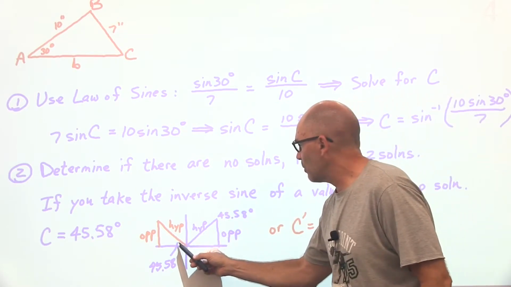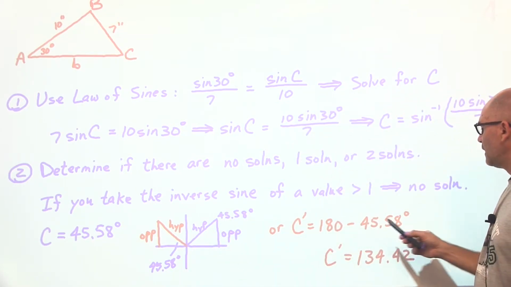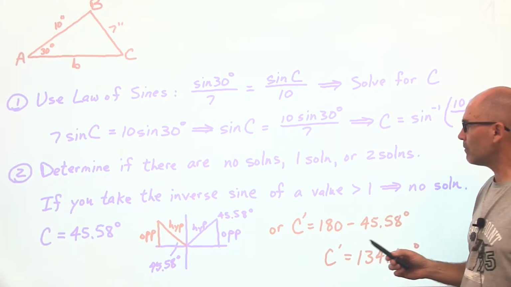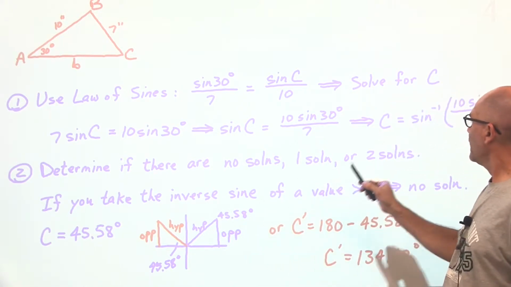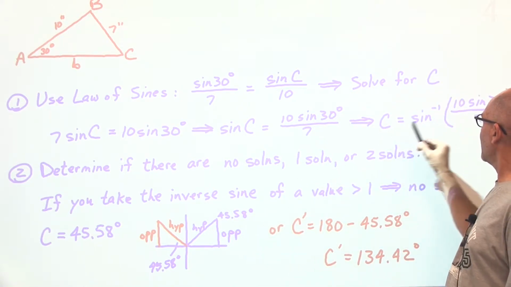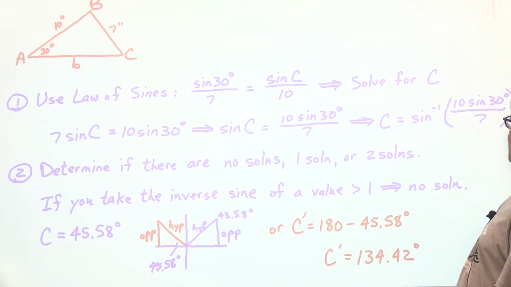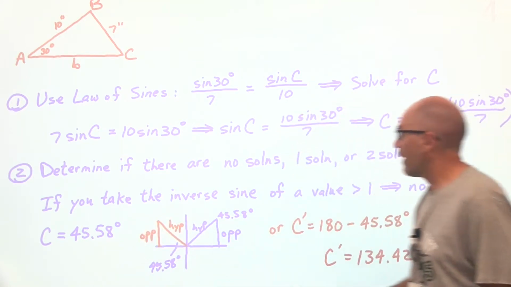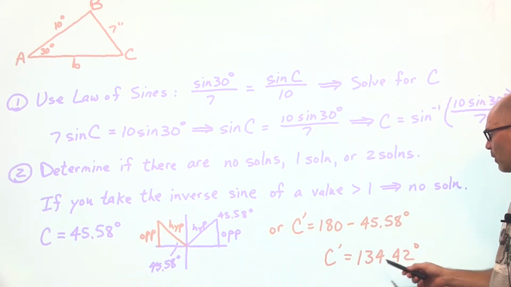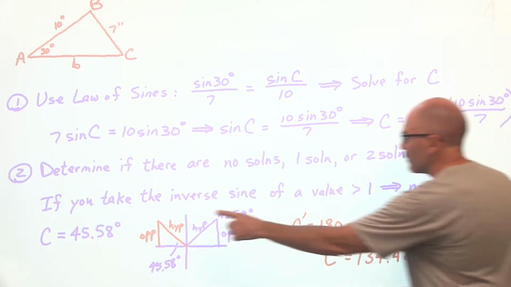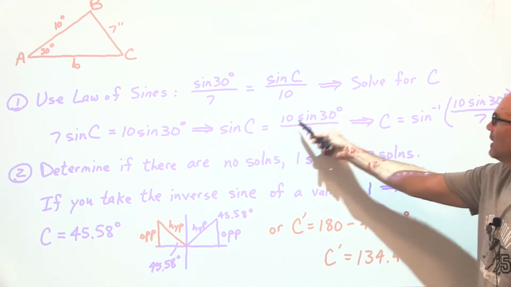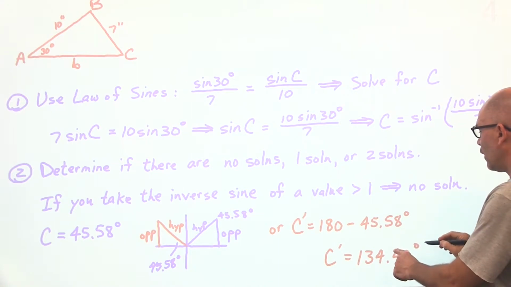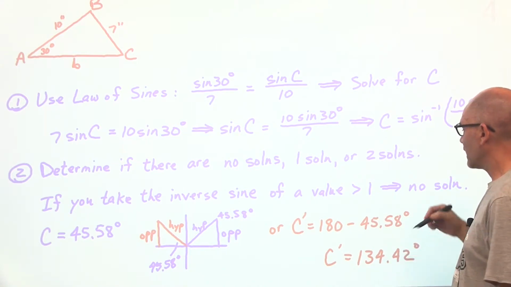What would this angle be? Well, it would be 180 minus 45.58, which turns out to be 134.42. So all we know is that angle C is the inverse sine of 10 sine 30 over 7. That could be either 45.58 degrees or 134.42 degrees. You take the sine of either of those angles, you're going to get 10 sine 30 over 7. Okay, now, how do we know that 134.42 is a legitimate angle?